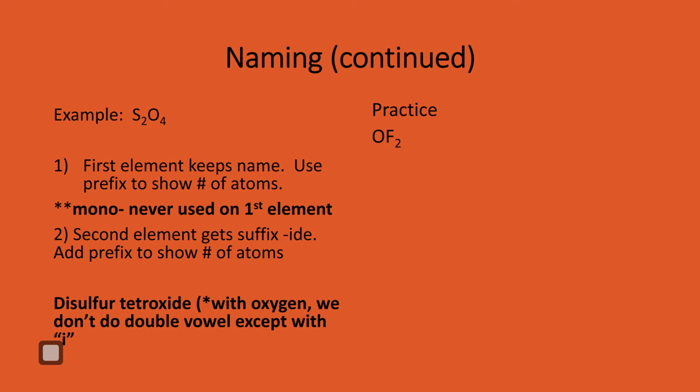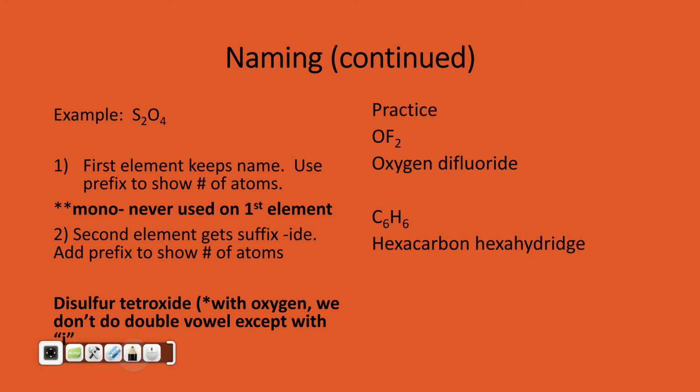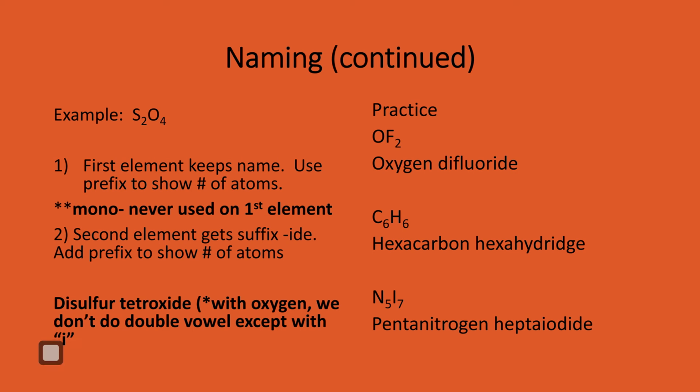So some examples over here, OF2, that would be oxygen difluoride. We don't use mono. C6H6, hexacarbon hexahydride. Oops, that's a bad spelling, sorry about that. Hydride. Hexacarbon hexahydride. And then N5I7, pentanitrogen heptaiodide.